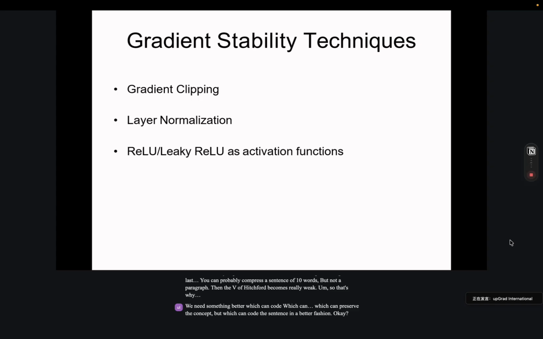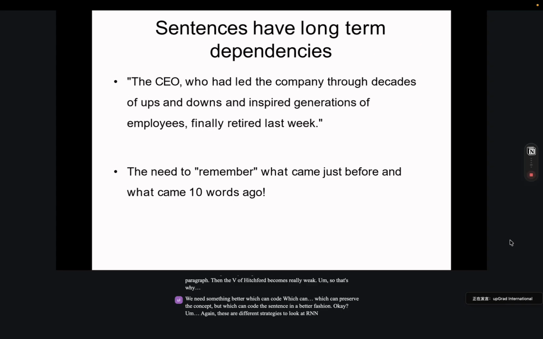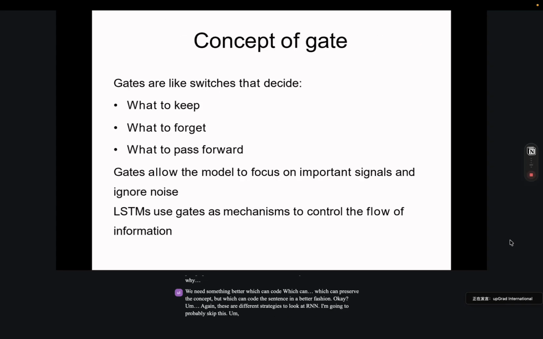Again, these are different strategies to look at RNN. I'm going to probably skip this. But that's where LSTMs actually come into the picture. I think we are out of time here. LSTMs basically solve the problem which we had with our RNN.